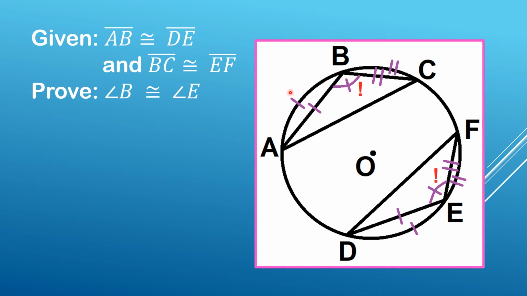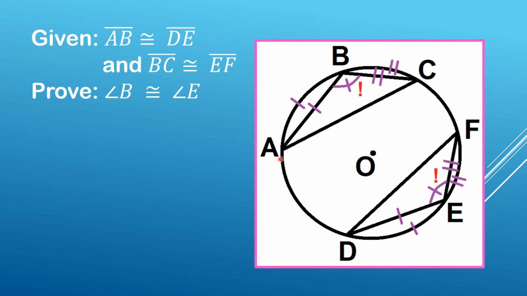As you can see, recalling the previous principles, if these chords are congruent, then what can you say about the intercepted arcs? The arcs must also be congruent. Now if these chords are also congruent, then these arcs must also be congruent. So why not think about the triangle congruence? Why think about these arcs?